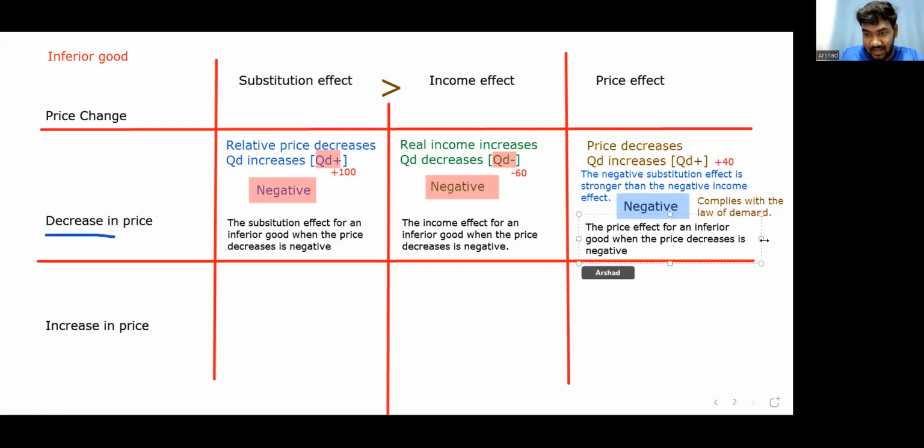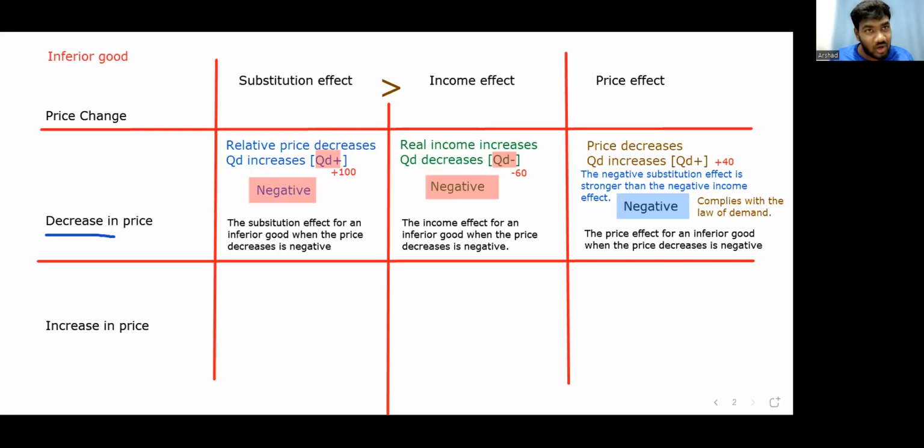So price effect, once again in simple terms, guys: what is price effect? Price effect is the overall relationship. It's the combination of the substitution effect and the income effect. It talks about the overall relation. So in the price effect, what do we look at? We look at the relationship between price and quantity demand. That is what we look at.